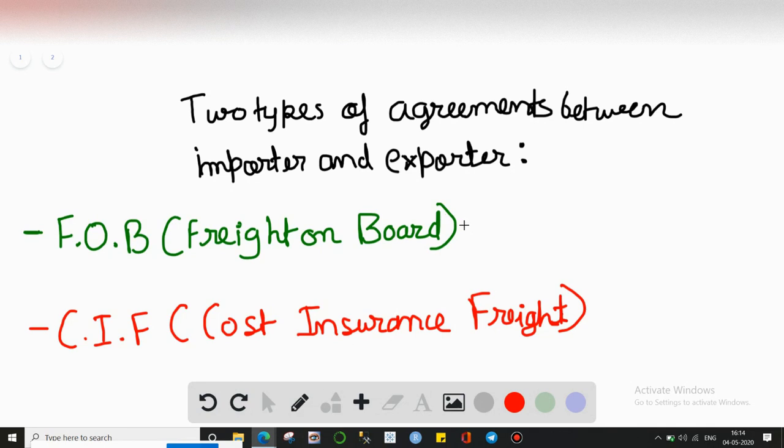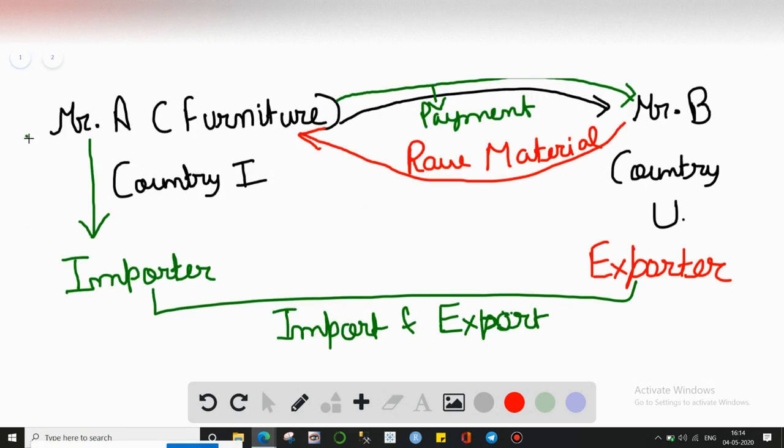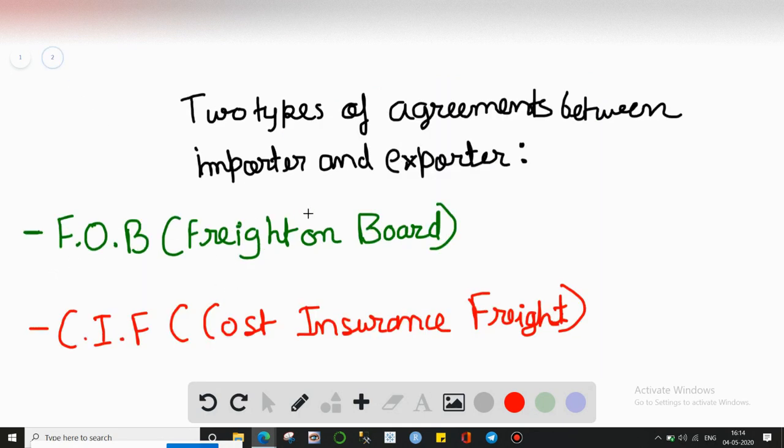What is that? In first one, that is freight on board, the buyer, or we can say the importer. So who is buyer? Mr. A is a buyer. So importer or buyer is the same thing. However, in import and export procedure, we refer buyer as an importer. So you can write it down so that it will be simpler to understand as well as remember also. So what happens in freight on board contract? The buyer is responsible for payment of shipment expenses.